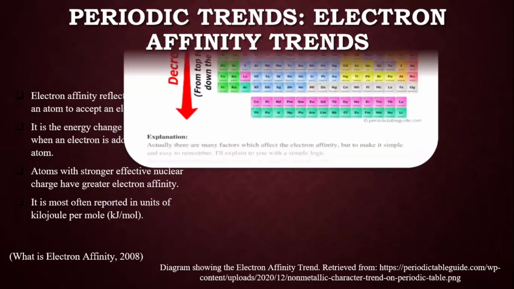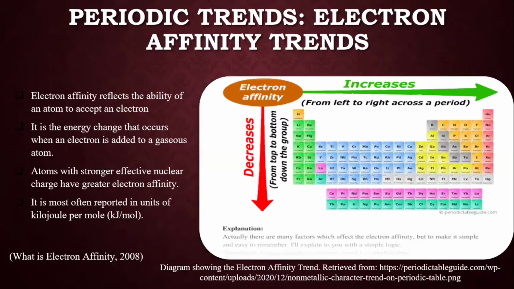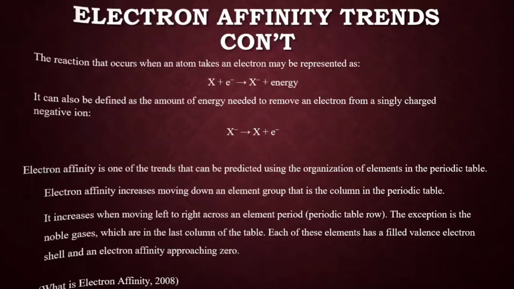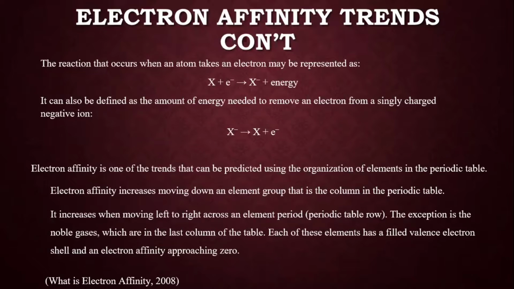The reaction that occurs when an atom takes an electron may be represented as a given formula. Next slide. As the given formula here. It can also be defined as the amount of energy needed to remove an electron from a singly charged negative ion, which can be represented by the second formula here.